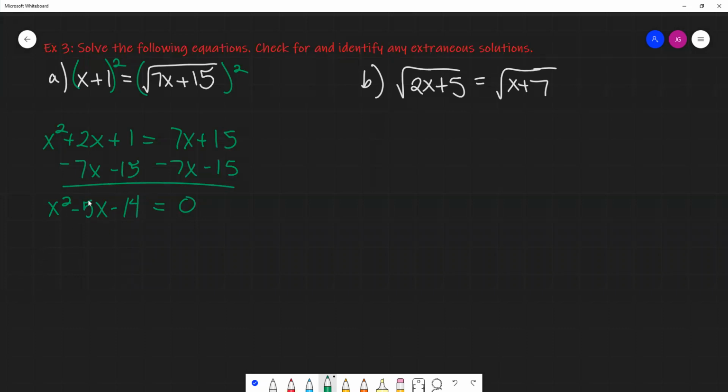So then if I factor this, what two numbers multiply to negative 14 but add up to negative 5? That's going to be negative 7 and positive 2. So then my answers, supposedly, are 7 and negative 2. Okay, we have to check which one is actually going to work. Now we can immediately find the answer here by just plugging them into the left side.